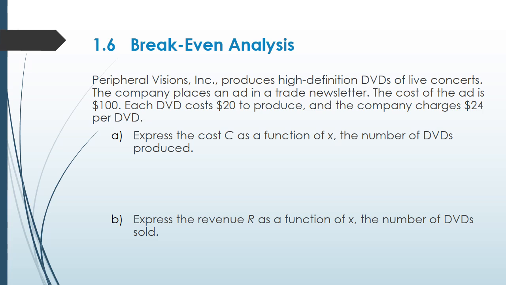So we're going to write the cost as a function of x, and x will be the number of DVDs produced because we don't know how many that will be. And then we're going to write the revenue as a function of x, which will be the number of DVDs sold. Pause the recording, see if you can give this a try, and then resume the recording to check your answer.